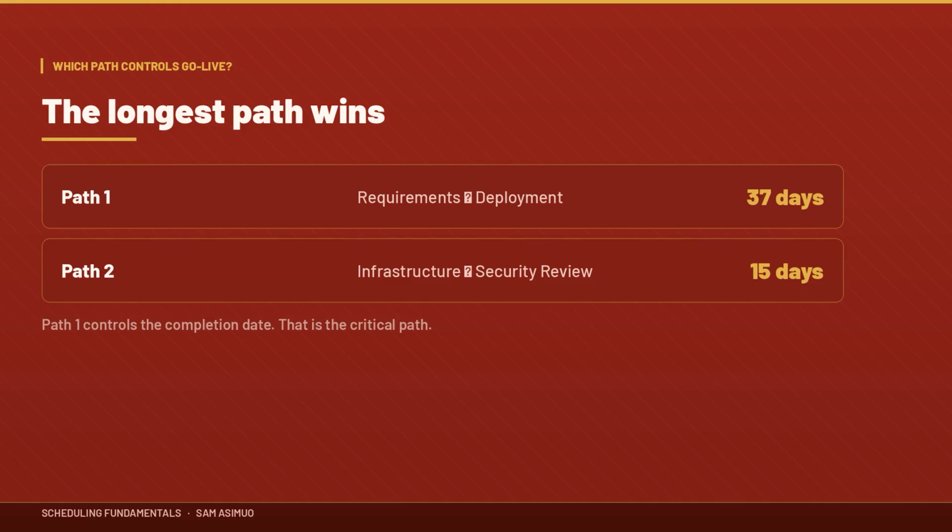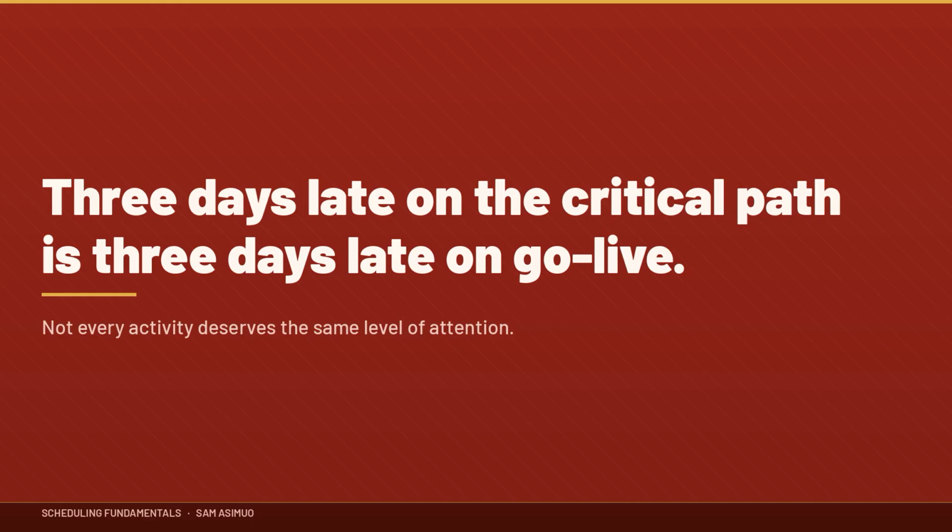Our first path is 37 days. Our second path is 15 days. Assuming these paths converge before go-live, the 37-day path is likely controlling the project completion date. That's our critical path. If an activity on that critical path is delayed by 3 days, and there is no available float or corrective action, the project completion date could also move by 3 days.